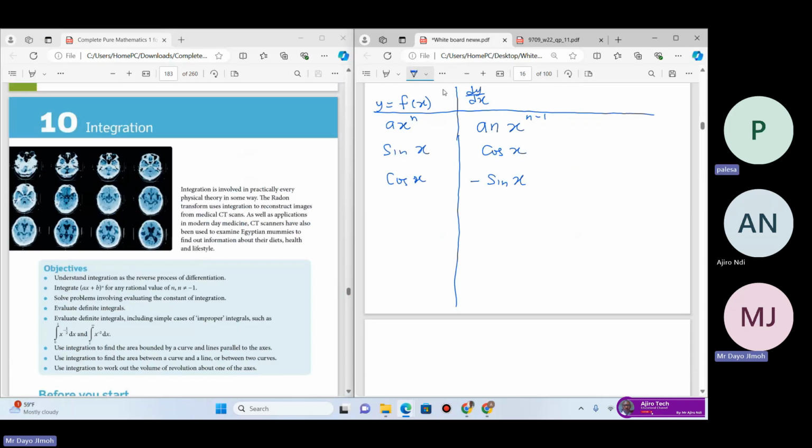Okay, negative sine x. So if you have tan x, what is the derivative of tan x? It is sec square x.